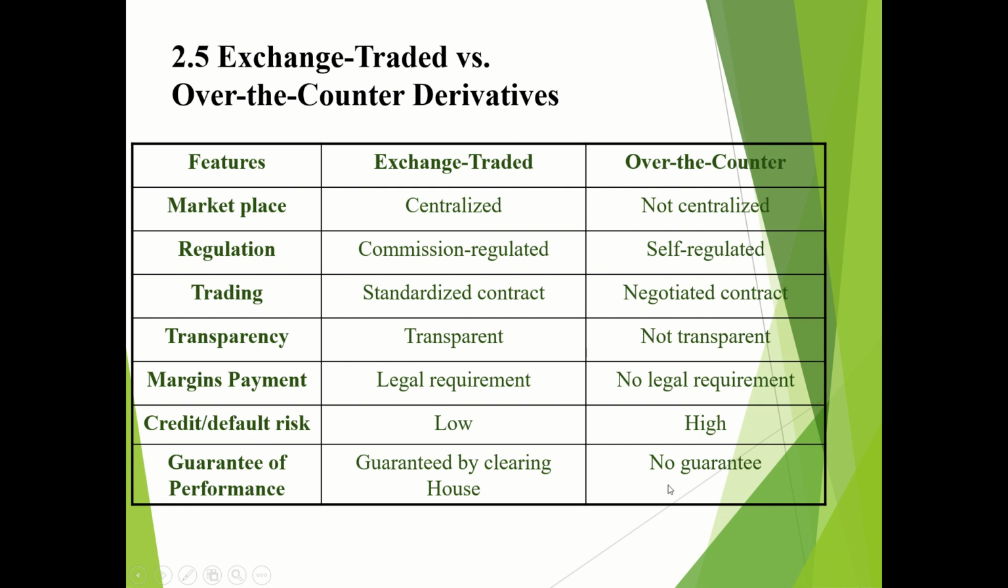Over the counter focus on the forward trading. Forward trading, like I told you just now, alright, they are privately negotiated contract. So the market is not centralized. It is self-regulated. Okay, it is a negotiated contract between buyer and the seller. The market is not transparent. Sebab apa? Sebab contract tu tak standardized. Okay, tak tetap.